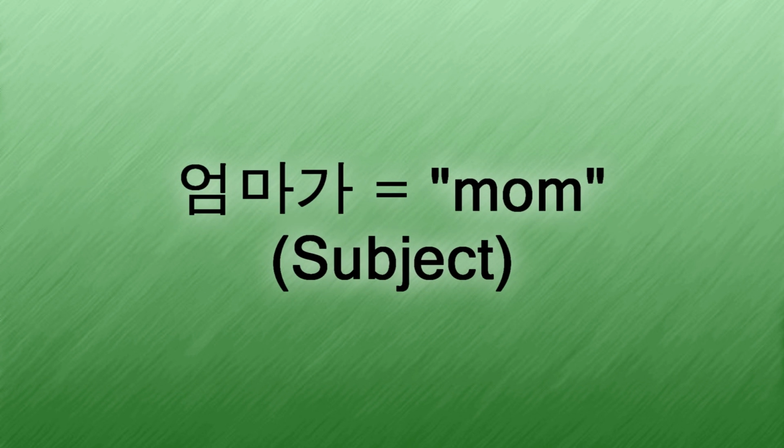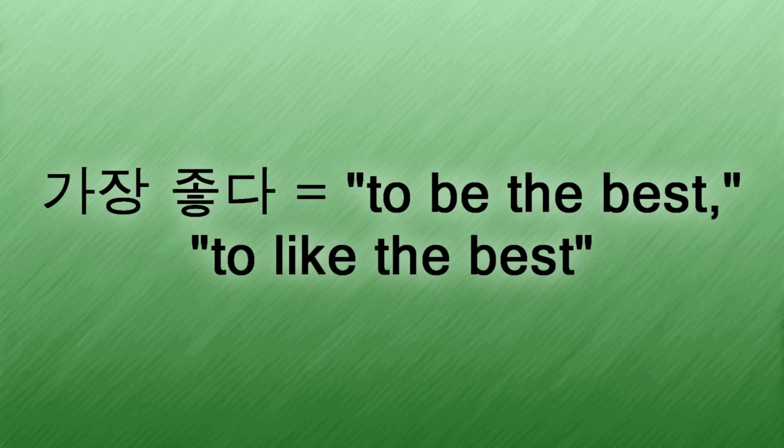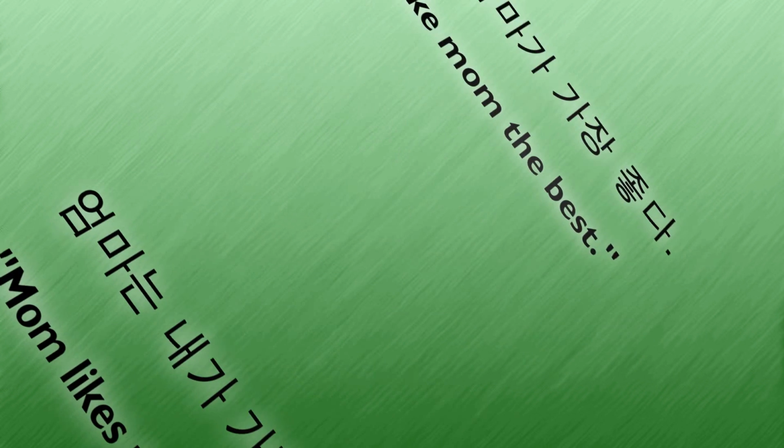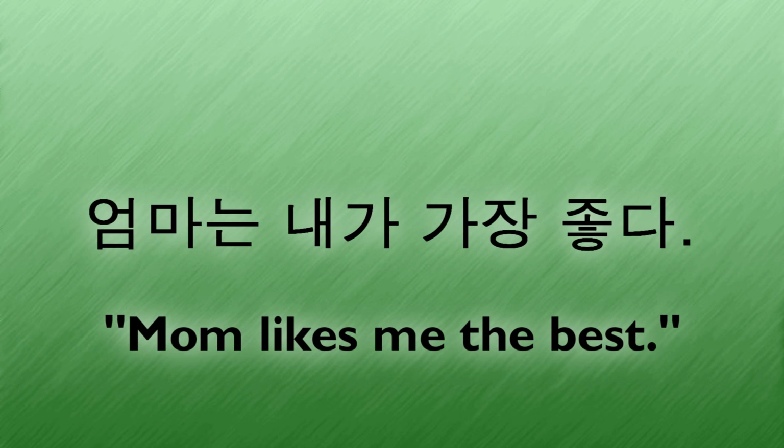Mom isn't the topic of the sentence, since it's me we're talking about. Mom is going to have some kind of verb to go with her since she's the subject. 가장 좋다. To be the best, or to like the best. I was the topic of the sentence, and my mom was the subject. If we were to switch me to be the subject and mom to be the topic, the meaning would simply reverse. 엄마는 내가 가장 좋다. Mom likes me the best.